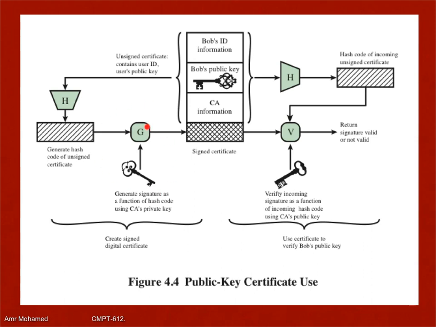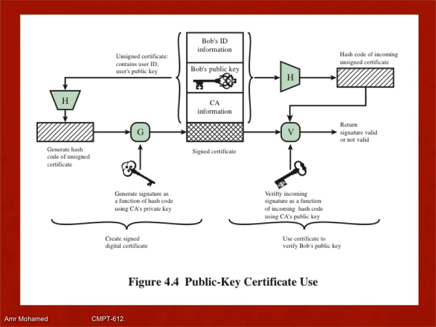Which is here. And then it is sent back to me. Then I can get this signed certificate and send it to everyone. So everyone would get my public key and he or she will verify that this is a correct public key and it's coming from Bob. How? By verifying the signature that is coming from the CA.